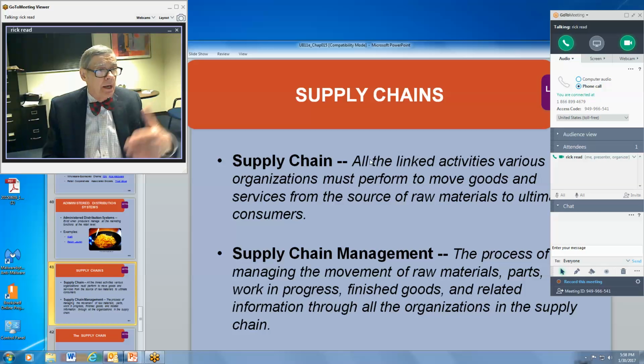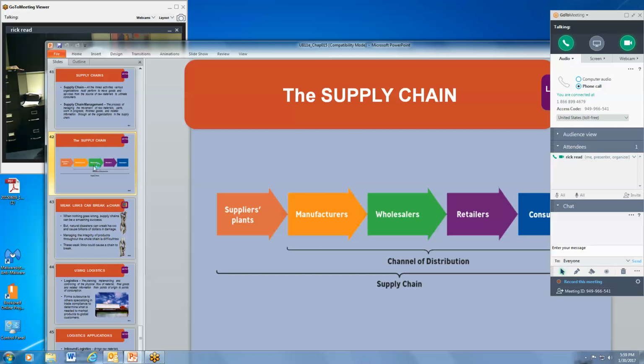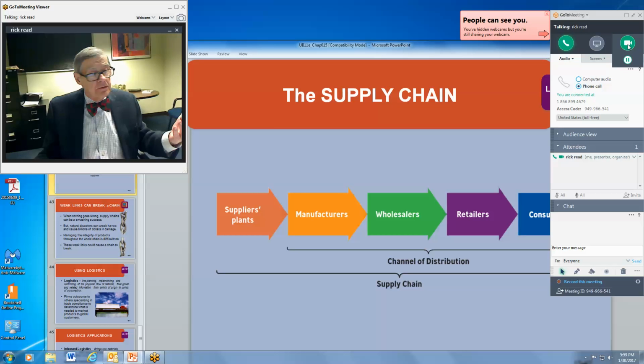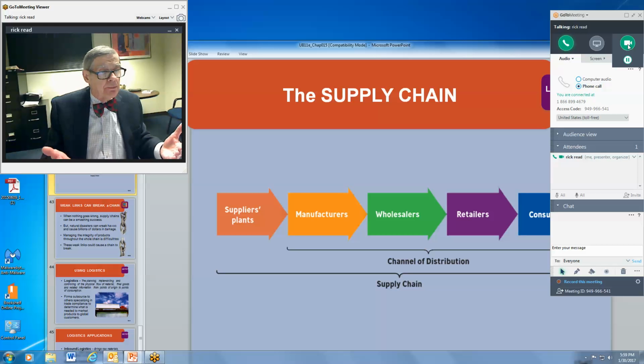One is taking care of the other. It's very important, and it's something that we see quite frequently. Now, this gives us a graphic picture of supply chains. We see two things here. Number one is the channel of distribution, and we've talked about channels of distribution before. And then we see the supply chain. The supply chain, by the way, is figure 15.7 in your text. The supply chain would be everything from the supplier's plants all the way to the consumer.